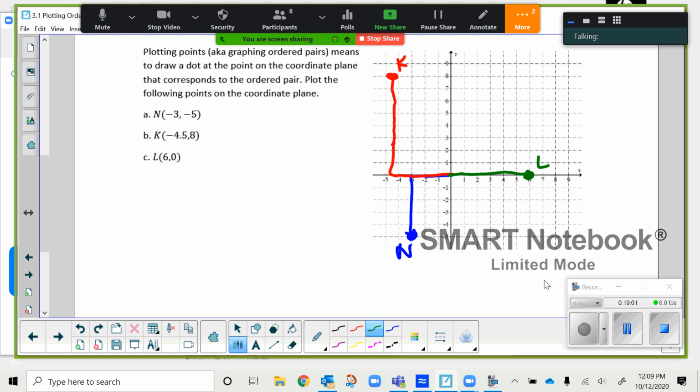And then for 6, 0 for the L, you go back to 0, 0. You go 6 in the X direction, since it's positive, that's to the right. And then 0 in the Y direction, so you don't have to go up or down at all. And then there's your L. All right. So that was a quick review of plotting points, a few reminders about vocabulary, a reminder that you always go left or right first before you go up or down.